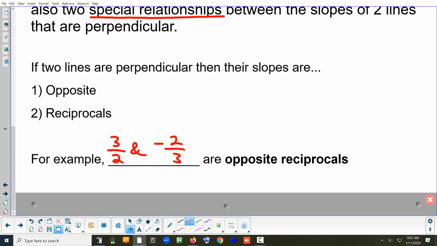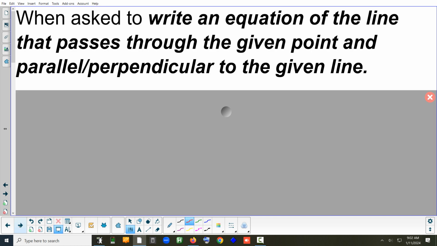If I were to draw 2 lines on the calculator with those slopes, they would cross and they would make a plus sign. So that's just one example of 2 numbers that are opposites and flipped. It's got to be both. They can't just be opposites, and they can't just be flipped. It has to be both opposite and flipped. Okay, any question on that? Once you know that, that's the only thing that's different from yesterday. That's the only thing. Everything else is going to be exactly the same.